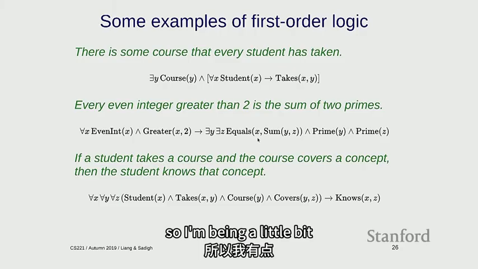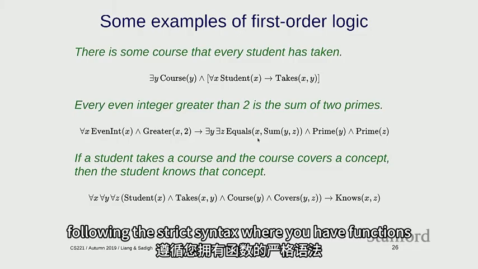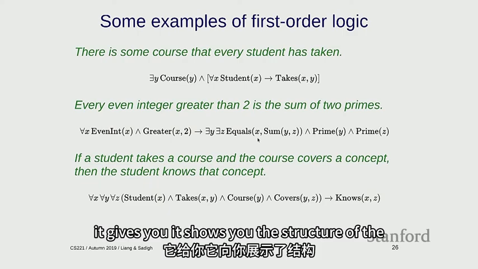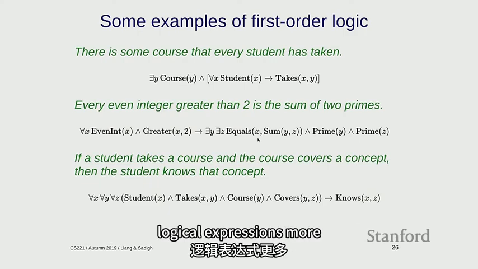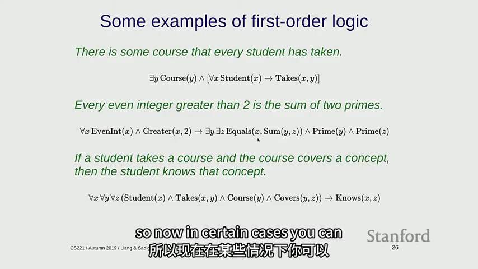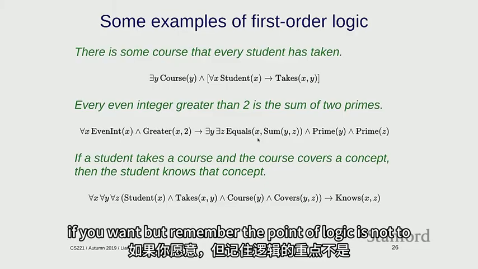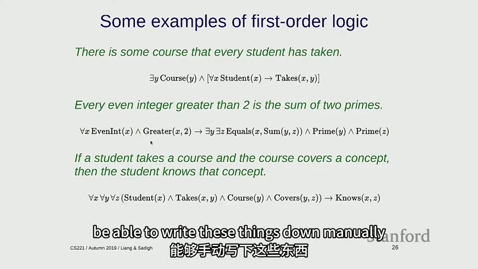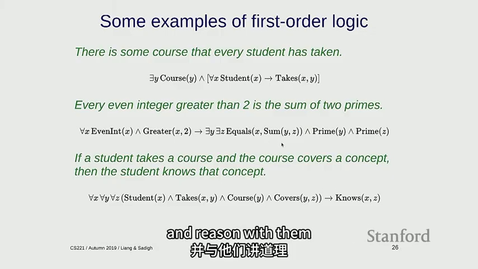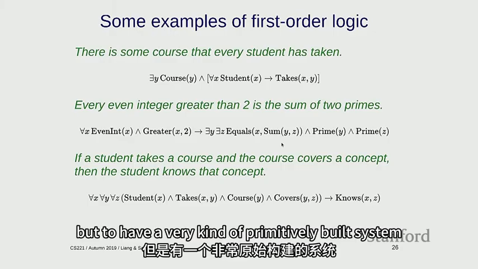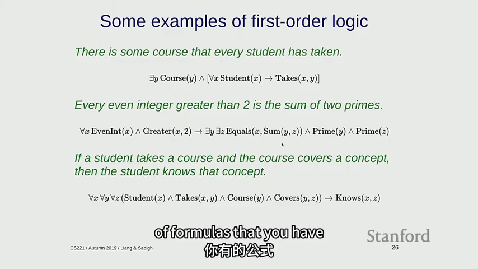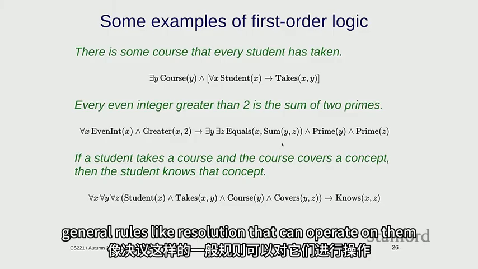So I'm being a little bit cautious in following the strict syntax where you have functions that take arguments, it shows you the structure of the logical expressions more. Now in certain cases you can use syntactic sugar and you can write equals if you want. But remember, the point of logic is not to be able to write these things down manually and reason with them, but to have a very primitively built system of formulas that you have general rules like resolution that can operate on them.